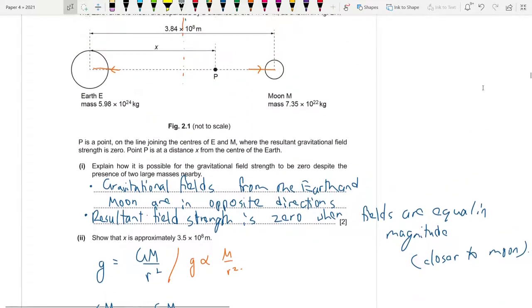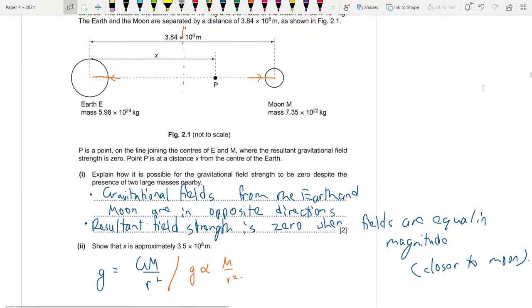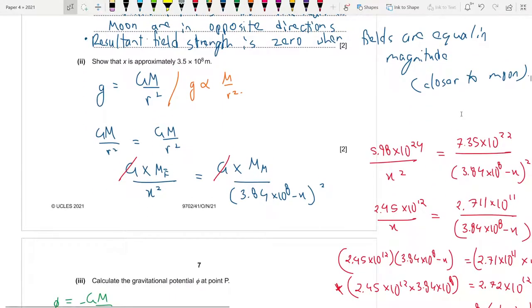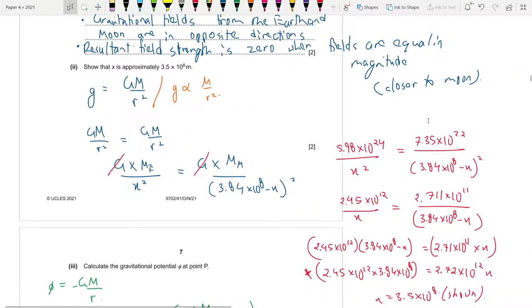Now r actually represents the distance from the center of the mass. So for Earth it is going to be x, but for Moon it is not going to be x. What is it going to be? This distance, 3.84 into 10 power 8 minus x. So mass of Earth by x square is equal to mass of Moon divided by 3.84 into 10 to the power 8 minus x whole square.